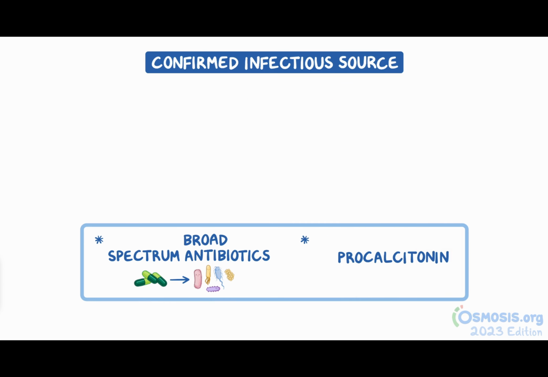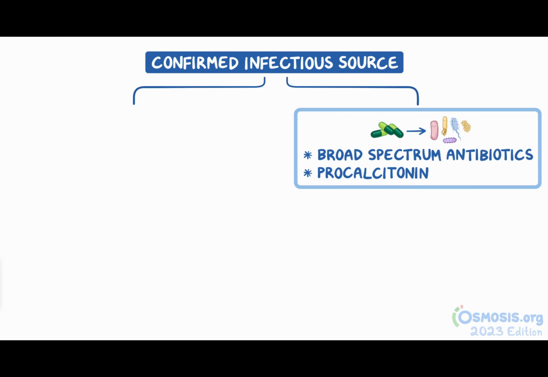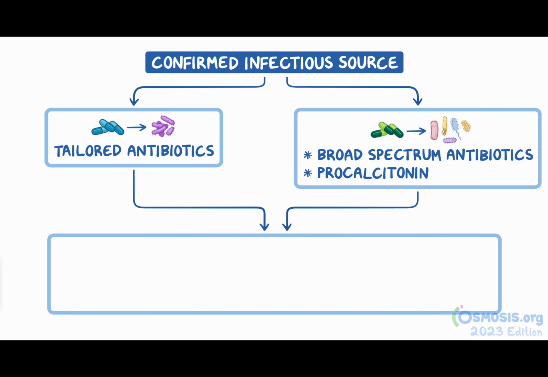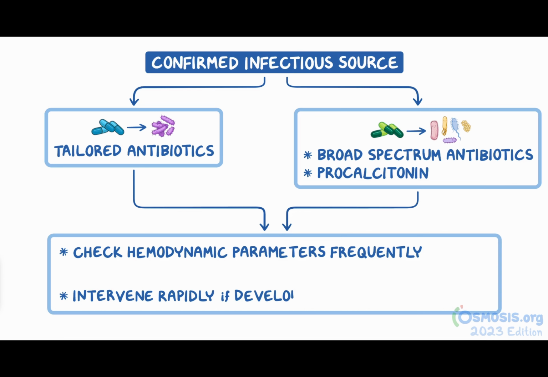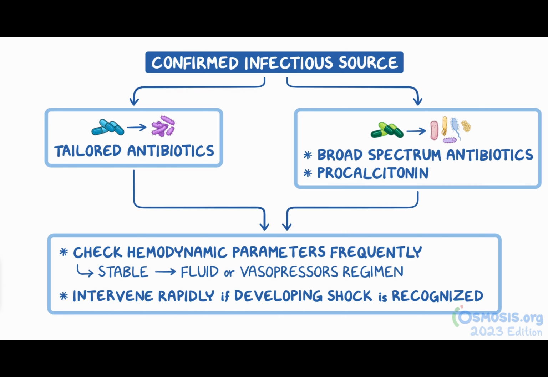Even after being started on antibiotics, a patient with sepsis can still decompensate quickly. Be sure and check hemodynamic parameters frequently and intervene rapidly if developing shock is recognized. If your patient remains hemodynamically stable, their current fluid or vasopressor regimen should be continued.